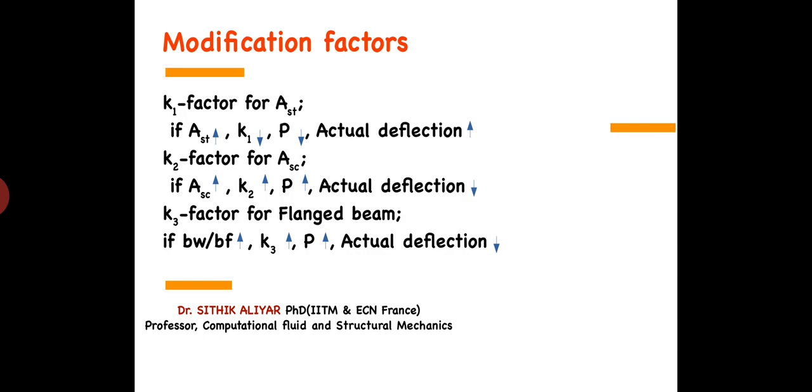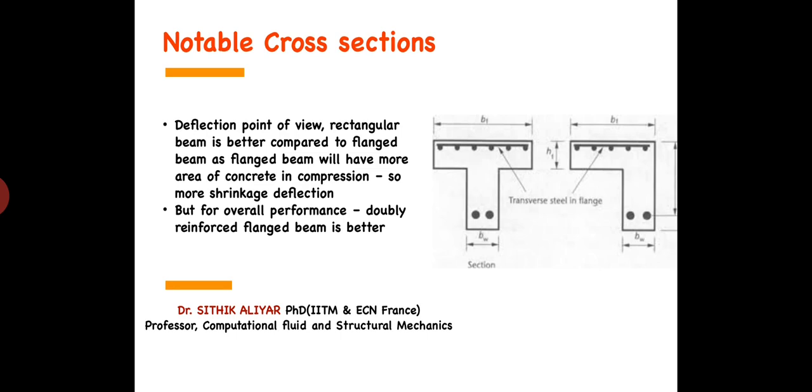The K3 value is a factor for flanged beams. For the BW by BF ratio, width of the web by flange width ratio, if it is very high, K3 value will be very high. If K3 is very high, P will be very high, and the deflection will come down. Most of the problems will give you K1, K2, K3 in the problem itself, so you can directly substitute in that formula and find the L by D ratio.